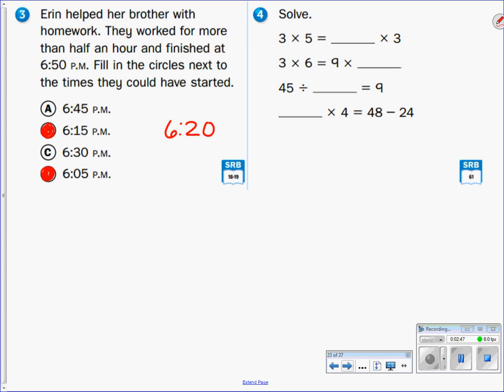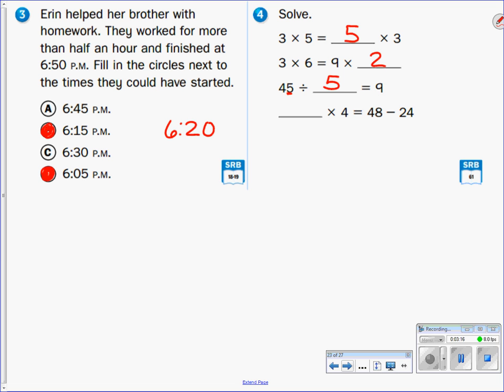Okay, number 4, we just have to solve our equations. 3 times 5 is the same thing as 5 times 3. 3 times 6 equals 18. What do I multiply by 9 to get to 18? That is 2. And then 45 divided by what equals 9? Well, we know it ends in a 5, so it has to be a multiple of 5. If we skip count by that, there we go, it's 5.